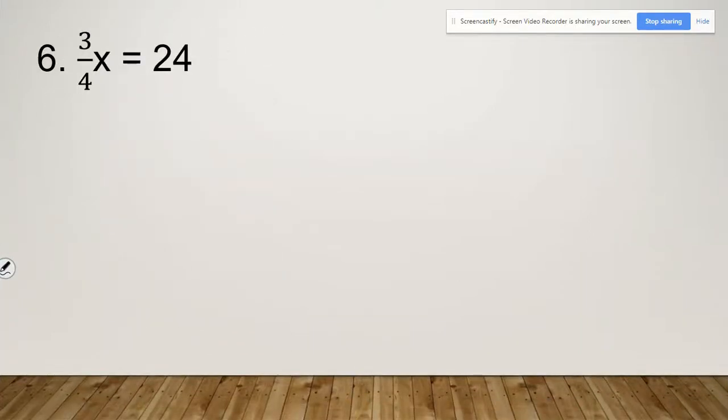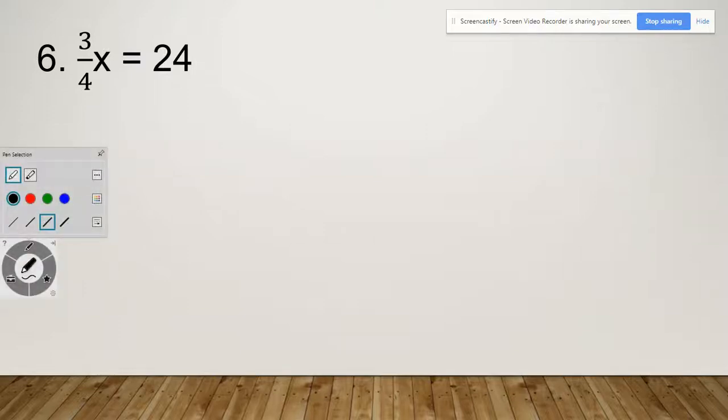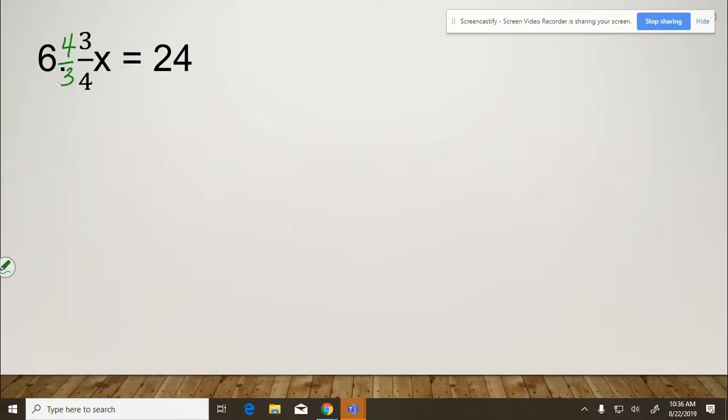Okay, number 6. Now we have one that is a little bit more challenging, and again, something that I would like you to be able to do in your head without a calculator. So I'm going to show you a real quick trick for these. Here we have 3/4 of x equals 24. So in this case, you still want to multiply by the reciprocal. So the reciprocal of 3/4 is just the flip of the fraction. So instead of 3/4, we're going to multiply both sides by 4/3.